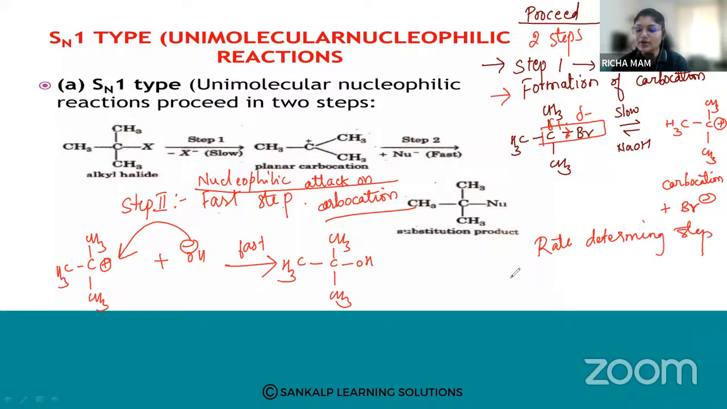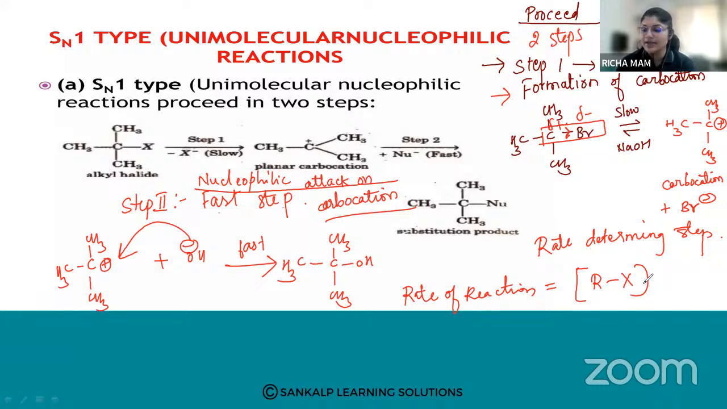Now, when we are calculating the rate of reaction, it depends only on the concentration of the substrate, that is, the concentration of alkyl halide. Why? Because it involves the ionization, you can see.